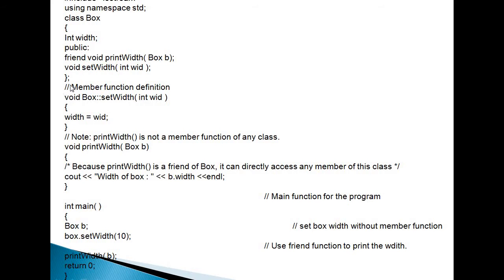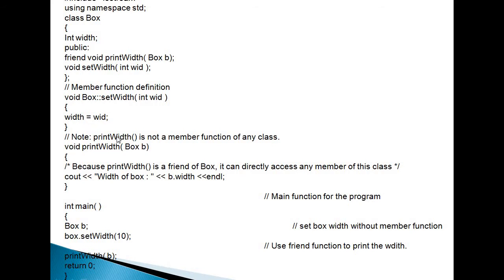So we close the class Box. Then we define these functions: void Box scope resolution operator setWidth. This function of class Box is defined outside the class. That is why we give the scope resolution operator and we initialize width to width. So this is initialization. Whatever we input here, it will be set here.